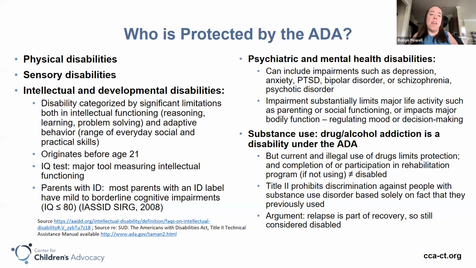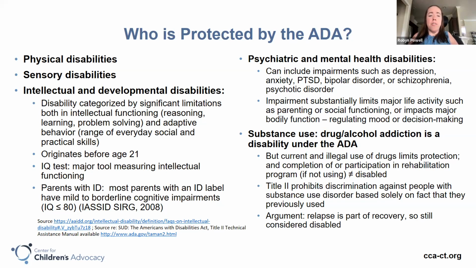The next kind, and I think one of the most common within the child welfare system, is people who have intellectual or developmental disabilities. These are categorized by significant limitations, both in intellectual functioning as well as adaptive behavior. To have an intellectual or developmental disability, it must originate before the age of 21. They generally use an IQ test to determine whether one has an intellectual disability. I will note here, in the future, it is a terrible measurement, particularly when related to parenting abilities. But that is how they diagnose someone with an intellectual disability.